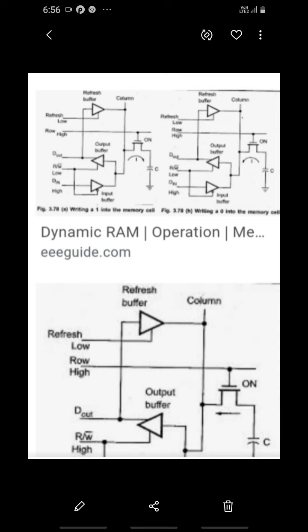The disadvantage of dynamic RAM is that it needs refreshing of charge on the capacitor after every few milliseconds. This complicates the system design since it requires extra hardware to control refreshing of dynamic RAMs.